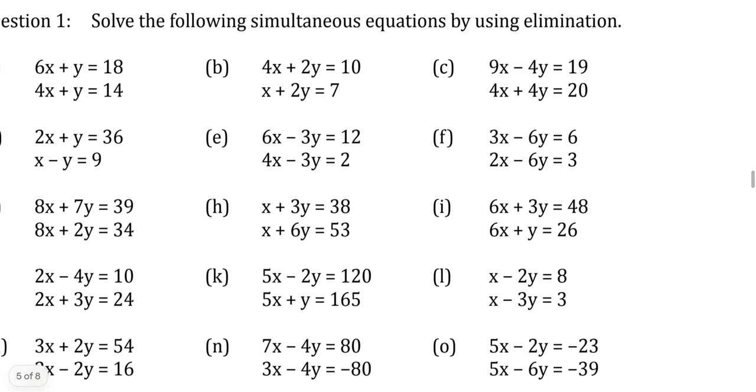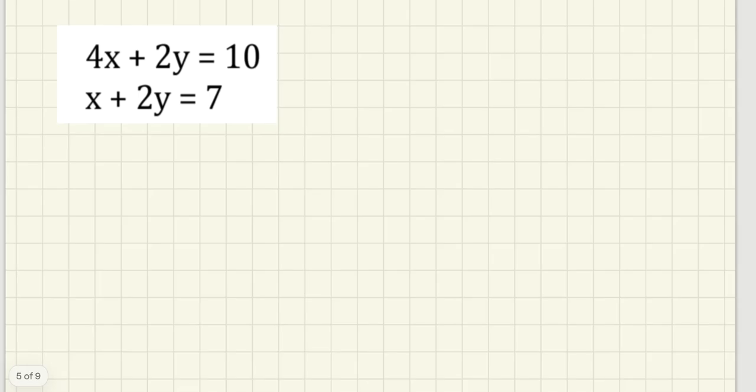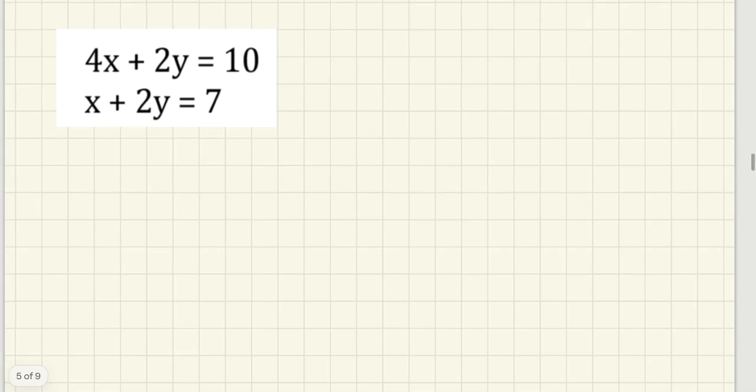So let's have a look at B together. What do we do? All right, so we've got 2 equations. We're looking for the change. So which variable has the change in it?